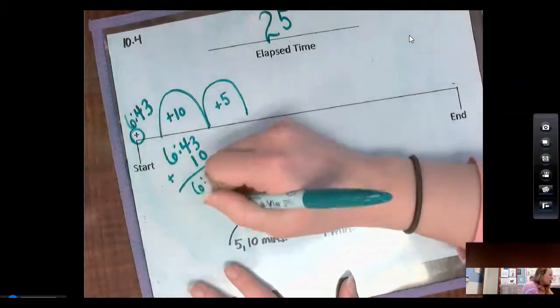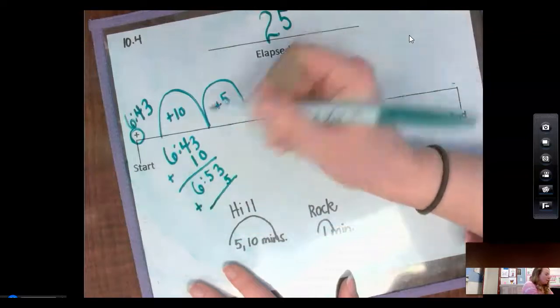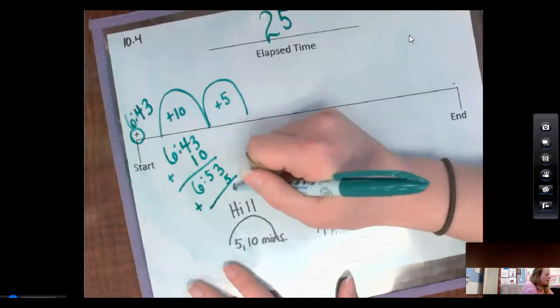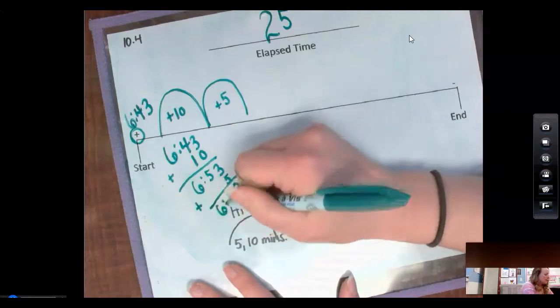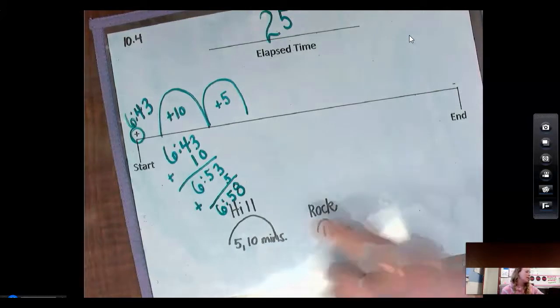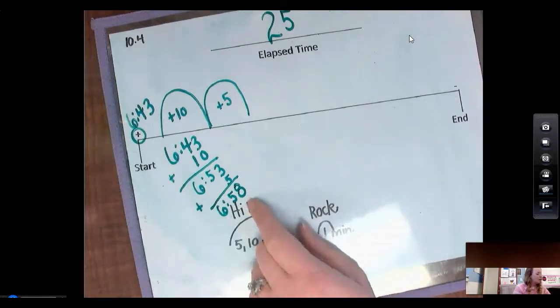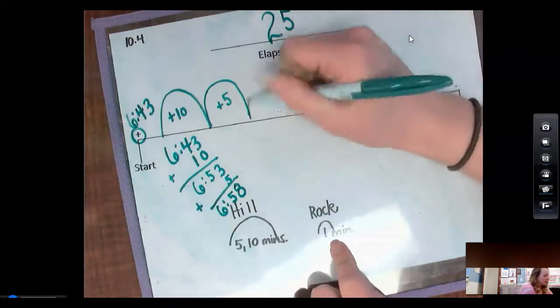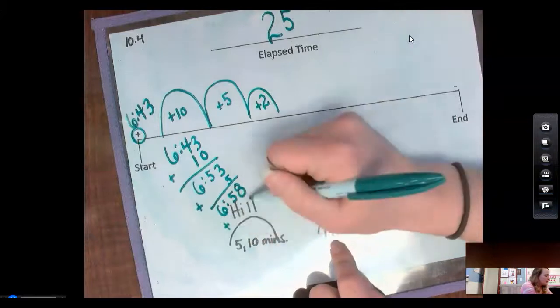All right, kiddos, here we go. So we're going to do a plus 5. 3 plus 5 is 8. Drop your 5. Drop your 6. We're at 6:58. All right, kiddos, we have to get this to 60. So what do you want to do? If you said that we're going to do a plus 2, you're exactly right. So I'm going to do a plus 2 here.